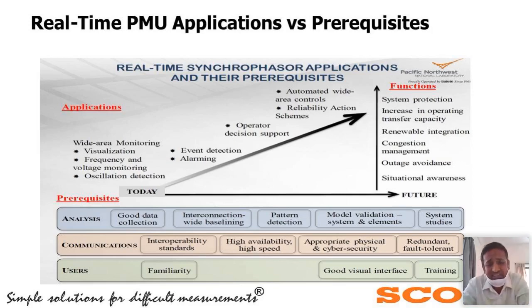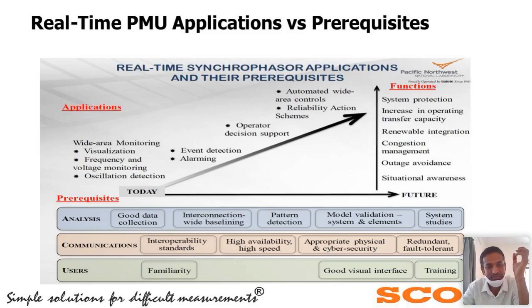These are the real benefits of the wide area network. So further, what you need to do is have a complete analysis or complete control of the data. Good data collection is required to do all these things. Interconnecting wide baseline: you have to have a very strong network to get the data from each and every substation without delay. And the GPS signals and modeling and validation of the system. These are all very important for the analysis purpose.